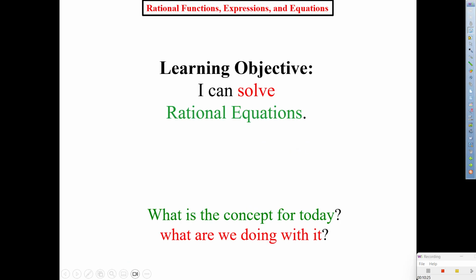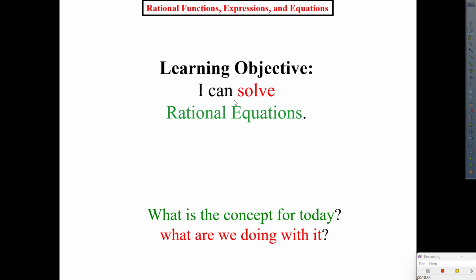I can solve rational equations. Now, I gave you guys a couple of sessions on simplifying rational expressions, and then we also did excluded values as well. And as we're moving on, like I said, it's starting to pick up the pace, so stay focused.